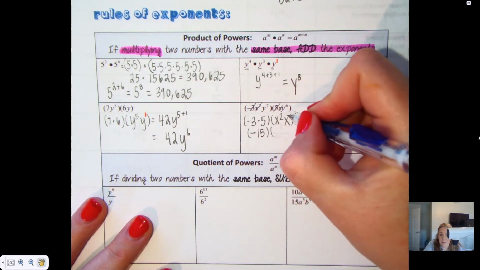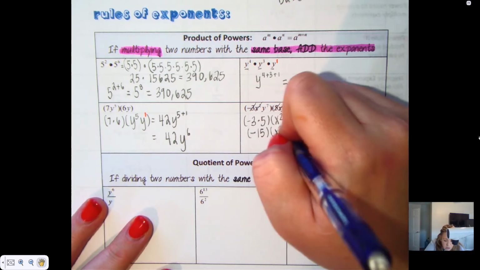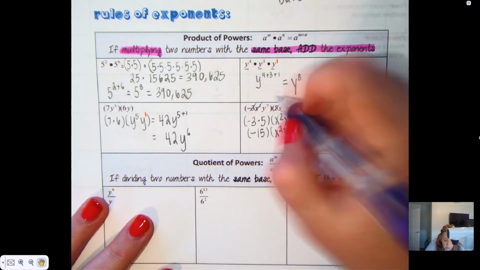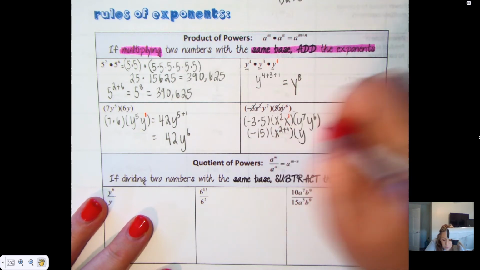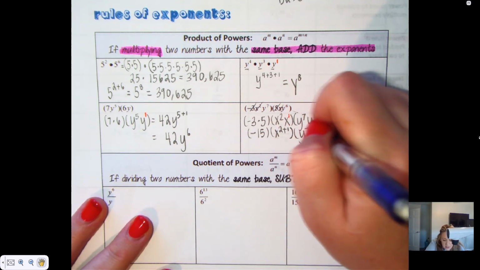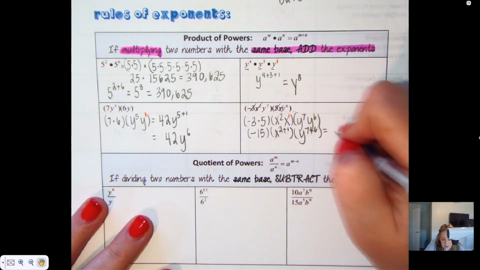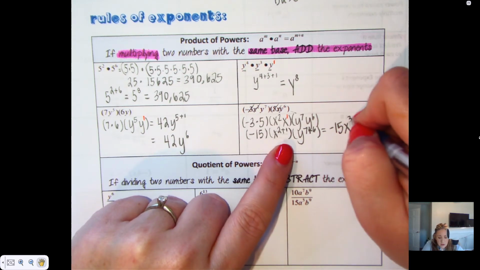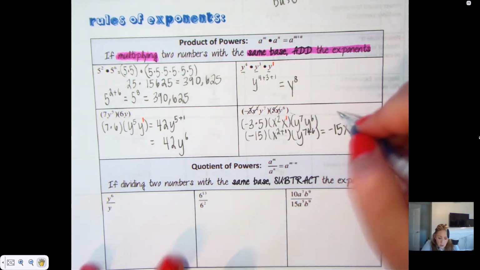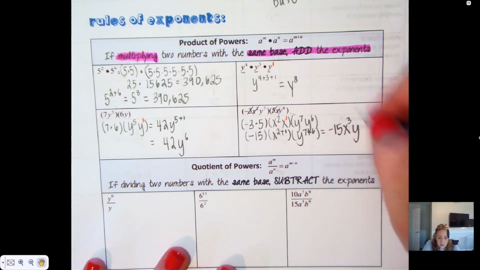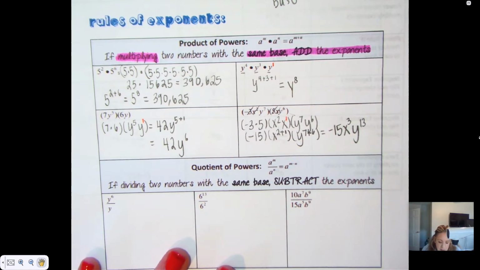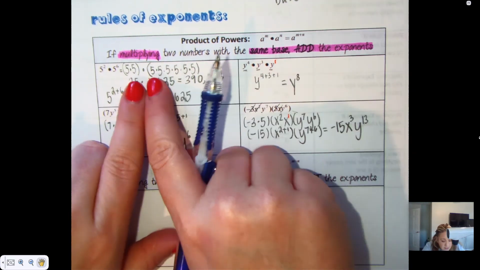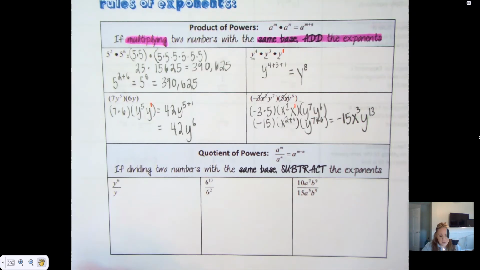When I'm multiplying, I'm adding my exponents. So I'm going to get x to the 2 plus, I don't see something. So there must be a 1 there, and there is. So 2 plus 1. And then this one gives me y to the 7 plus 6. Okay, well, that gives me -15 x, 2 plus 1 is 3, and y, 7 plus 6 is 13. And that's it, okay? So if you are multiplying things together, you are adding the exponents, okay?